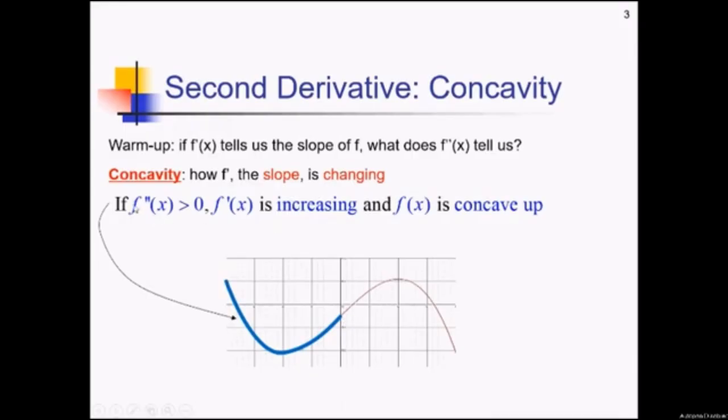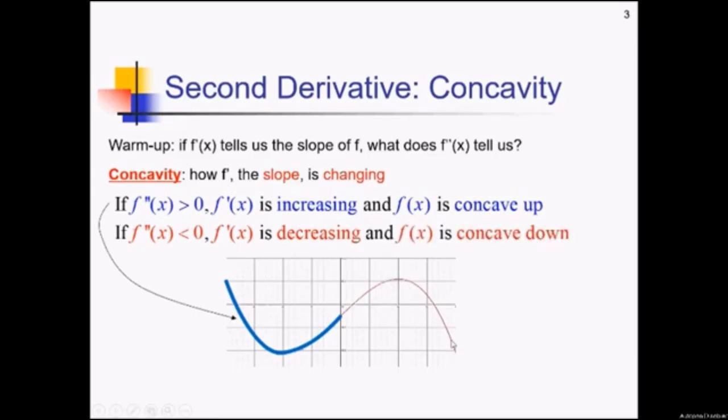Now, what if f double prime itself is negative? Well, in that case, f prime is decreasing. And if f prime is already positive, like in this part right here, if the slope is already positive, decreasing makes it less positive, so we're slowing down. But if the slope's negative, decreasing makes it more negative, so we'd be speeding up in that direction. This whole effect here on the graph of f is called concave down. And if you have trouble remembering which is which, well, up like a cup and down like a frown.